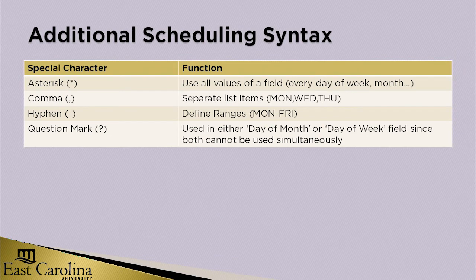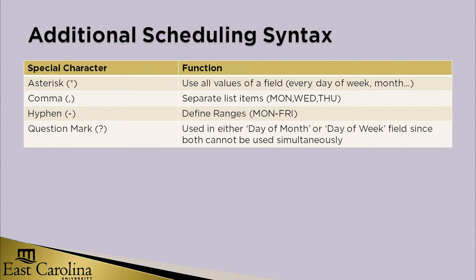In addition to the general cron syntax, we may also define schedules that contain separate list items or date ranges. For example, if we wanted to create a new job that ran hourly on Monday, Wednesday, Friday, we can use a comma between the days to specify them. If we wanted to define a task that would only run on business days, we might find the hyphen useful to define this range of Monday through Friday.